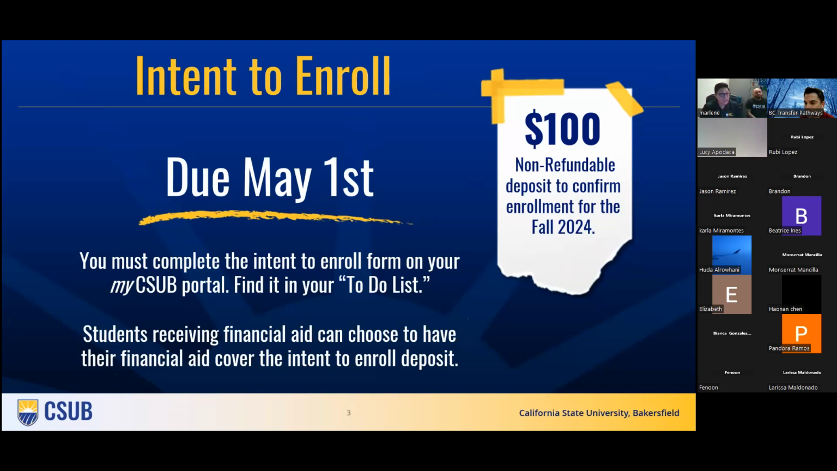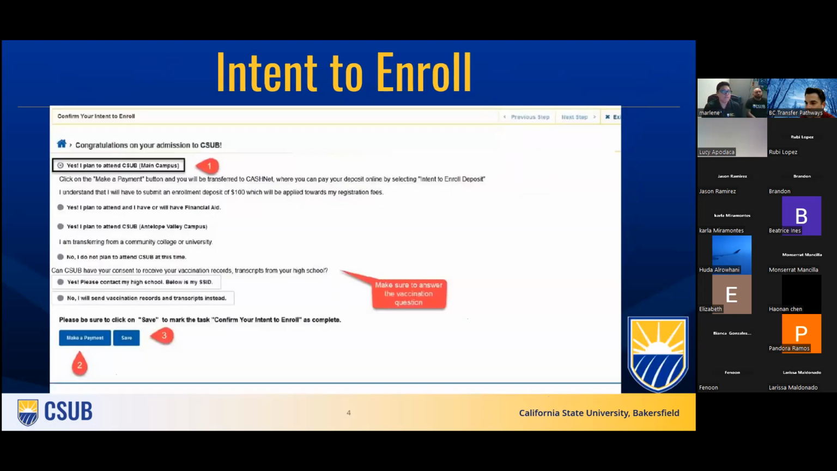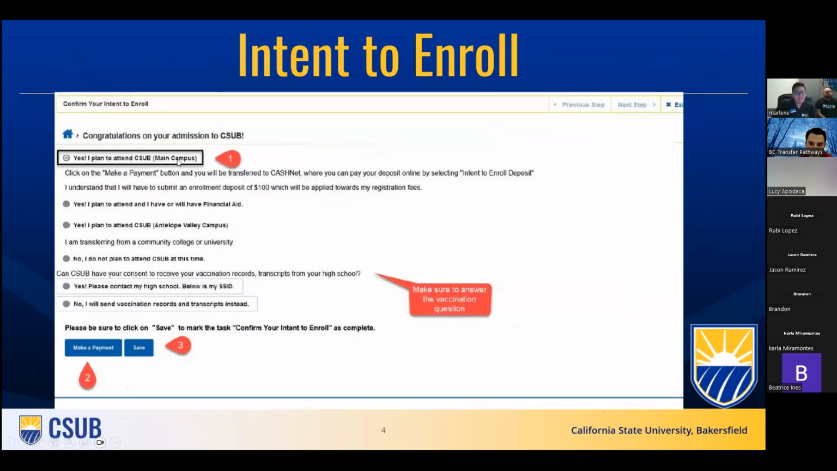Students receiving financial aid, you can choose to have your financial aid cover the intent to enroll deposit, and I'll show you how you're going to do that. It is a $100 non-refundable deposit to confirm your enrollment for 2024. That's what intent to enroll is. So this is what you're going to do. You'll see here, this first one where it says, I plan to attend CSUB main campus. If you select that, it's going to take you into a link right here so that you can pay that $100 deposit.